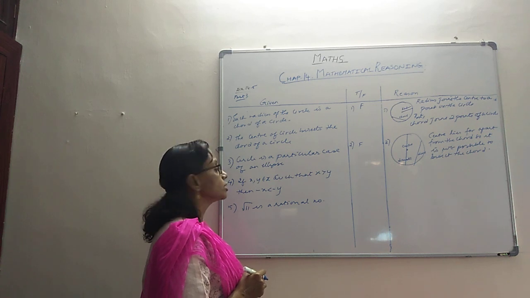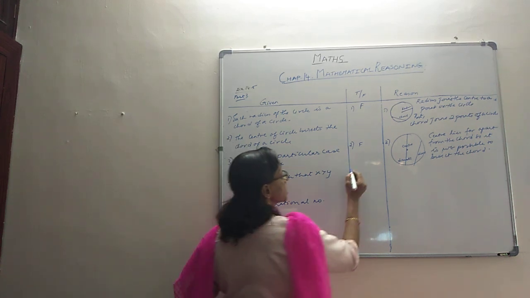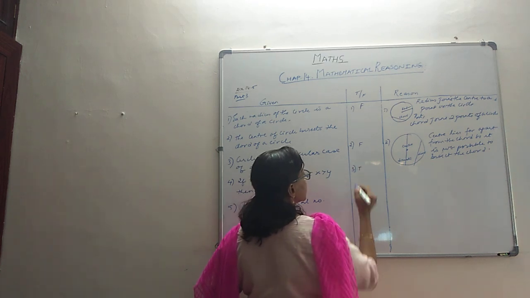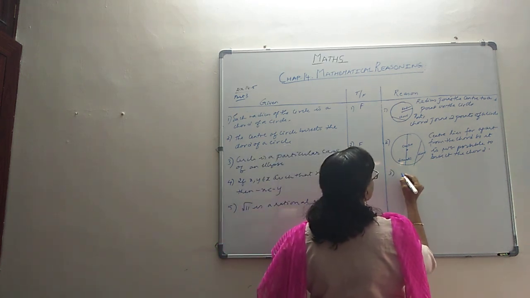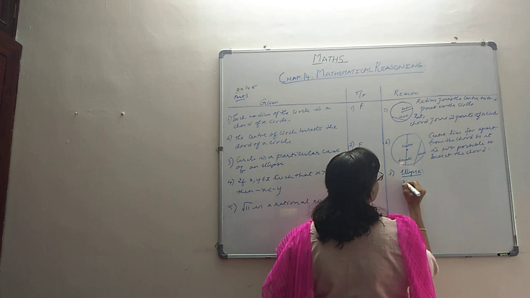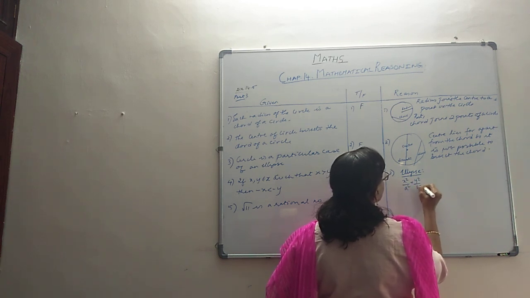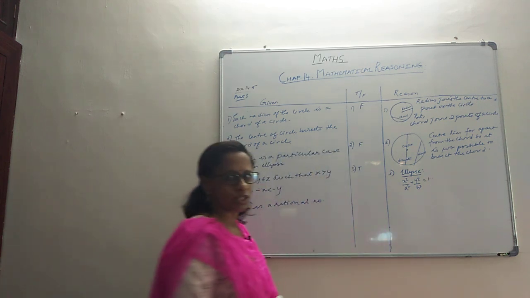A circle is a particular case of an ellipse. Very true. Yes, that's a true statement. The third one finally is a true statement. So why is it like that? Because we had learned the ellipse equation. The ellipse is represented by the equation x squared by a squared plus y squared by b squared equal to 1. This is the equation of an ellipse.